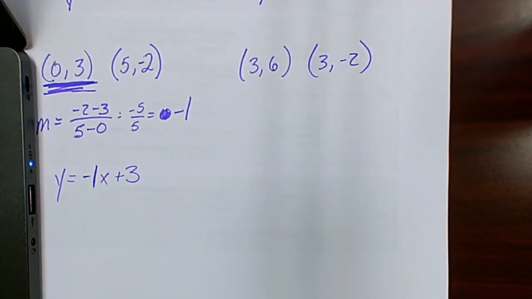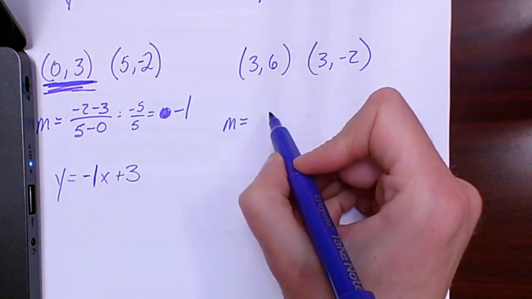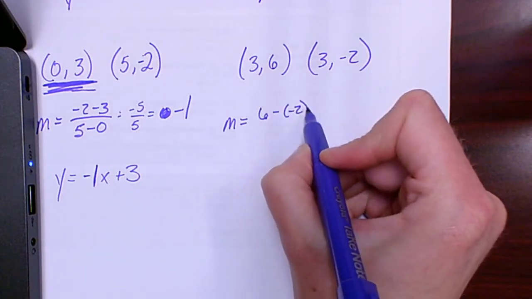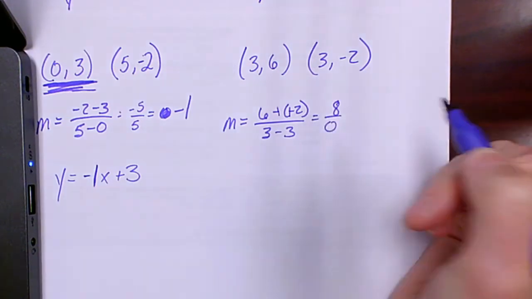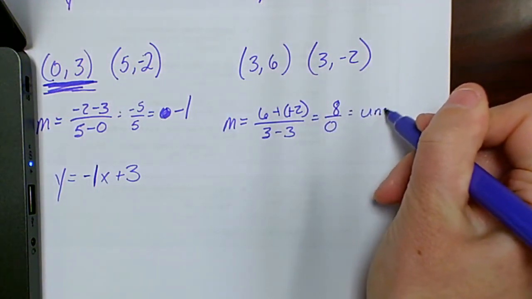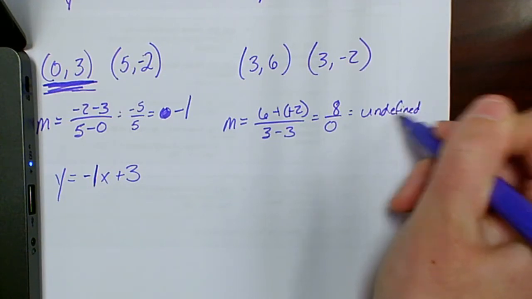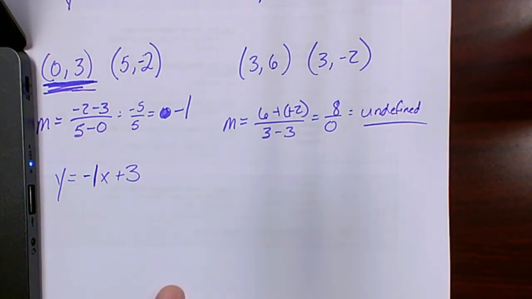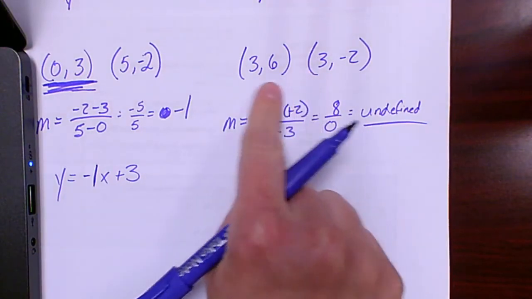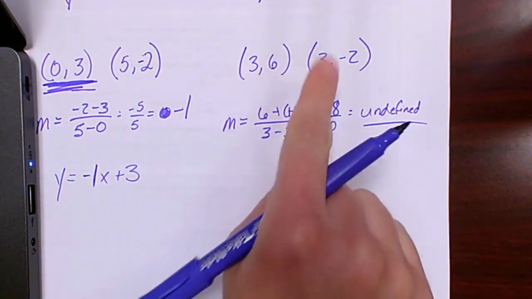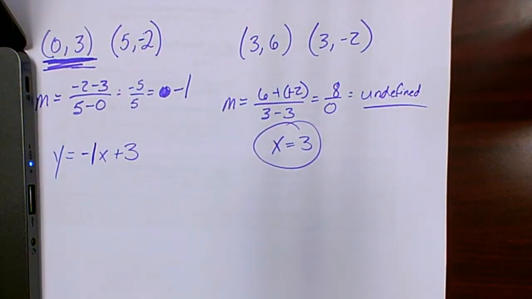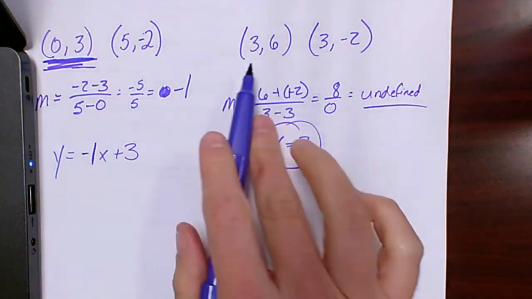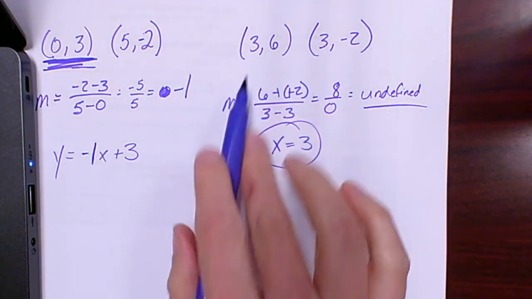Let's look at this one. Let's find our slope. 6 minus negative 2 over 3 minus 3. 8 over 0. This is an undefined slope. If we have an undefined slope, that means our x's are repeating. So this will be x equals 3. That is our line, and we're done. So if we have an undefined slope, our x's are repeating, x equals 3.